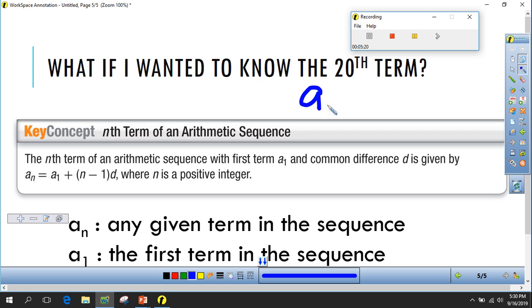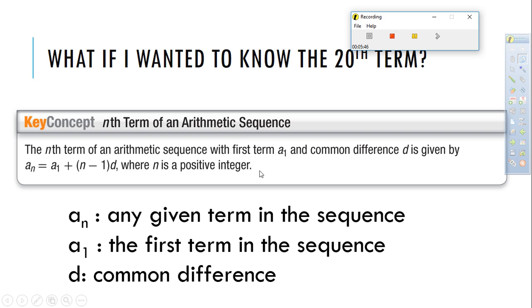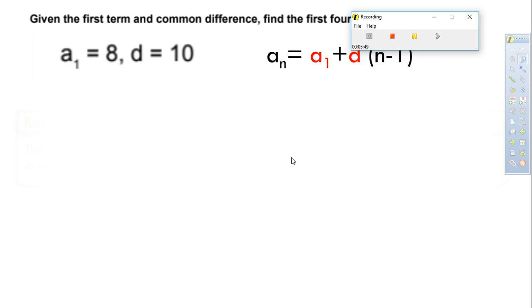So if I had a sub 20, that just meant my 20th term. So don't let these little numbers at the bottom freak you out. They are just telling you what place in line they are talking about. So a sub n is like a variable. It means that you can use this for any term. If you wanted to know the 7th, or the 20th, or the 14th, you could use the same equation every single time. Okay? So let's take a look at some of these examples.